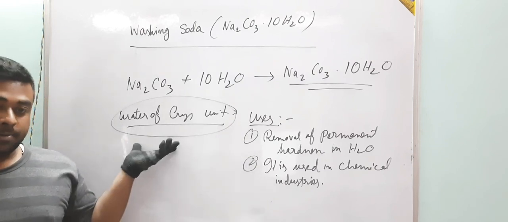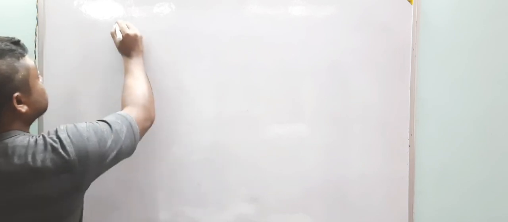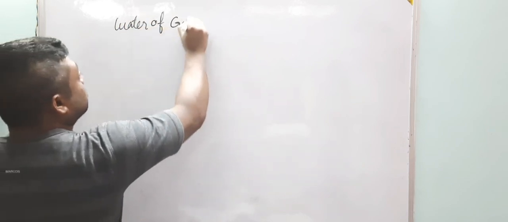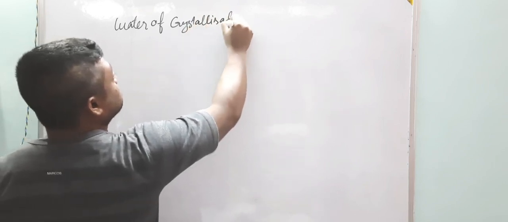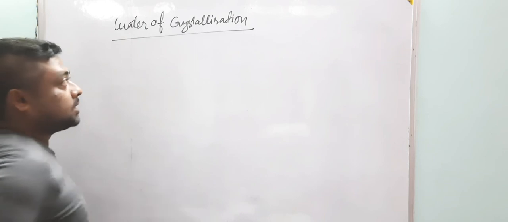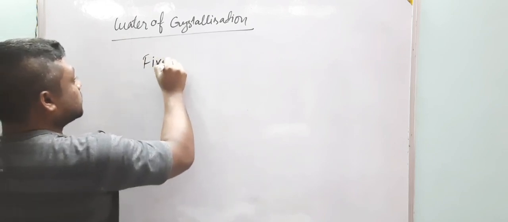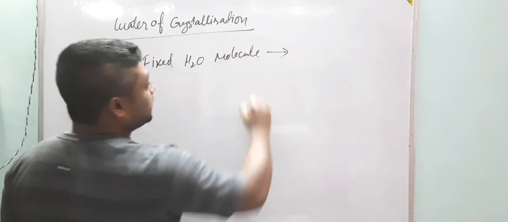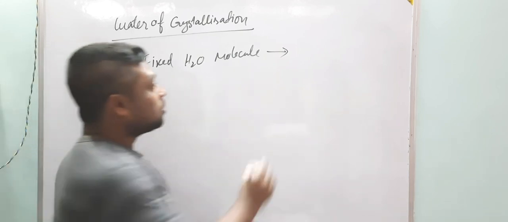And next we are going to learn about the water of crystallization unit. Next, water of crystallization. It is the number of fixed water molecules present in one formula unit of a compound.